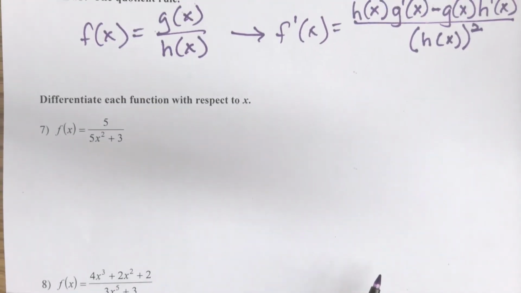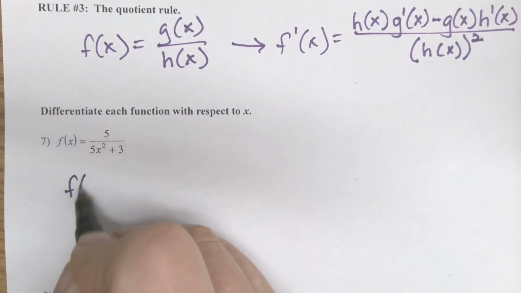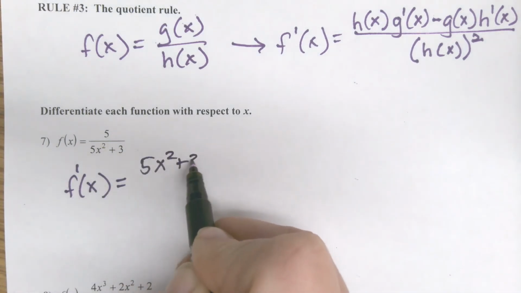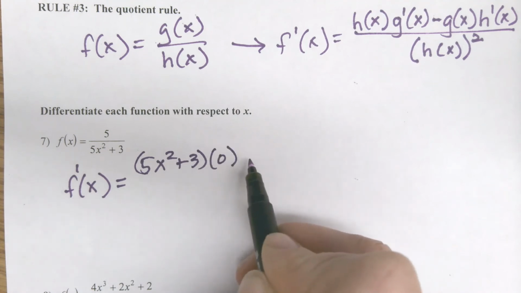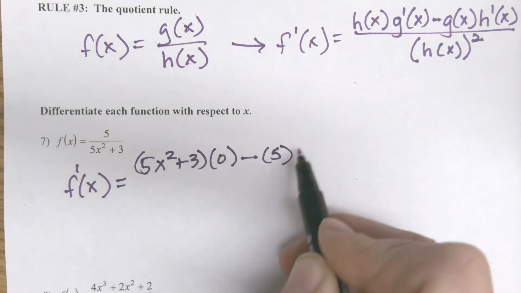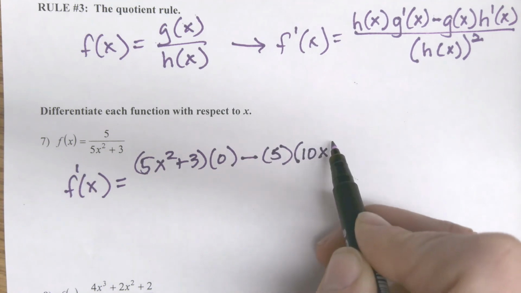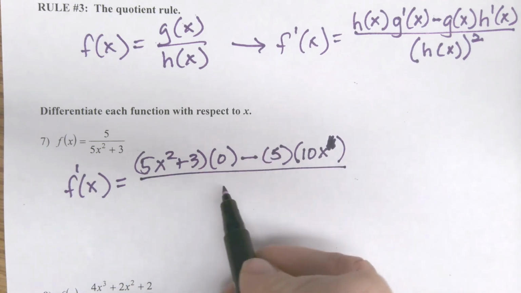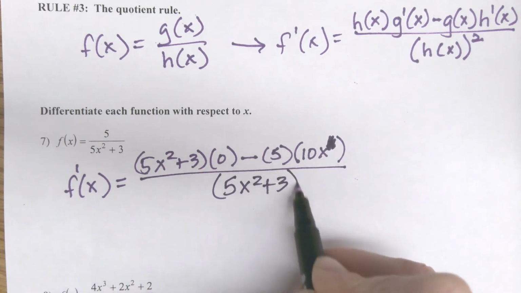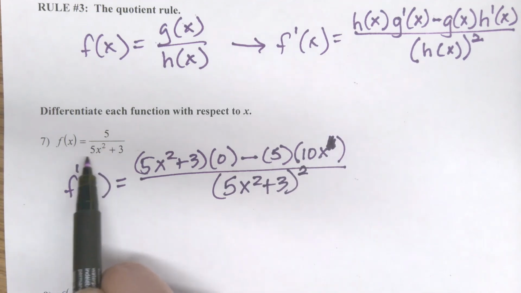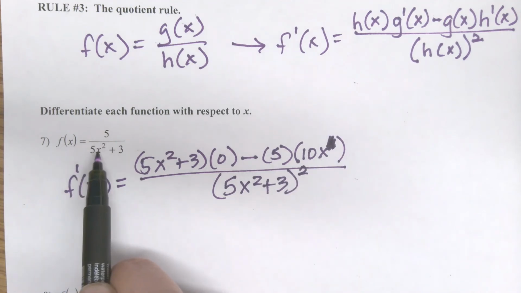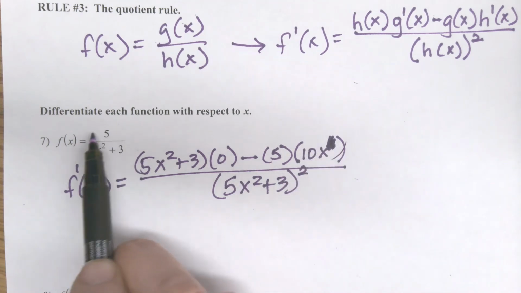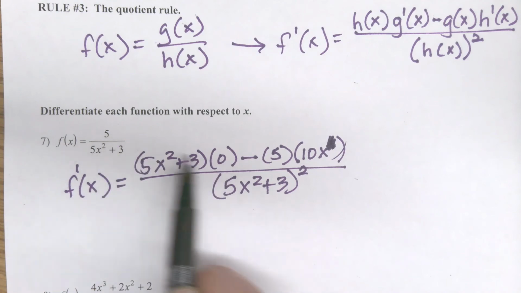So if I'm going to do this next one, f prime of x would be the bottom as is times the derivative of the top minus the top as is times the derivative of the bottom, oops, that's a first power, over the bottom squared. And again, I'm just doing the power rule, so the derivative of the bottom would be 10x to the first power plus 0, so that's how I got the 10x to the first power. The derivative of the top would be 0, so that's how I put that in there.